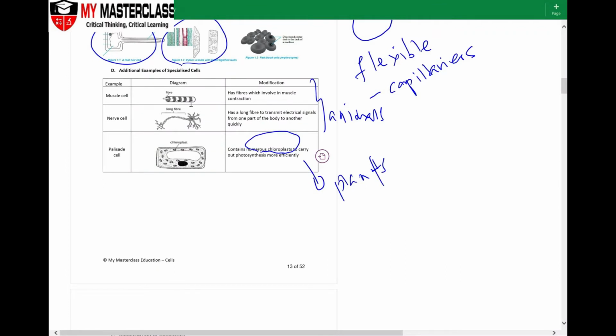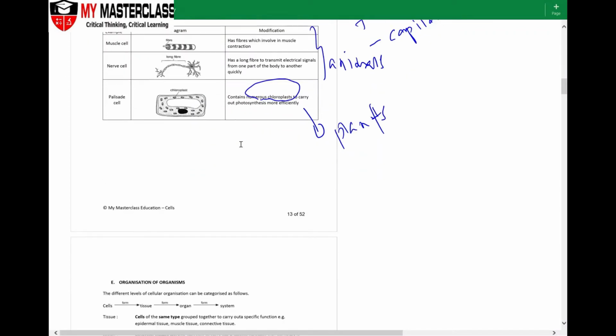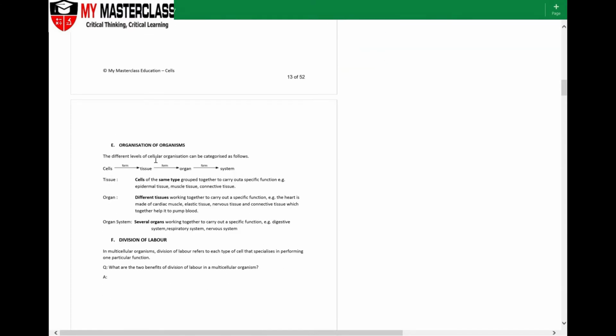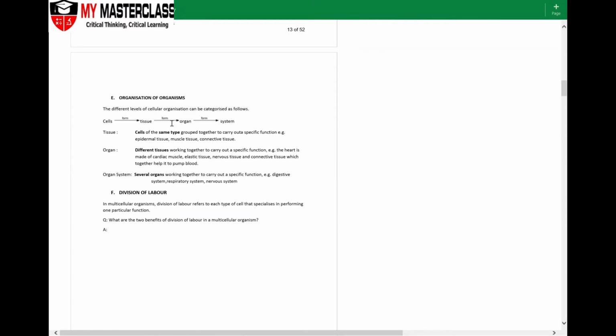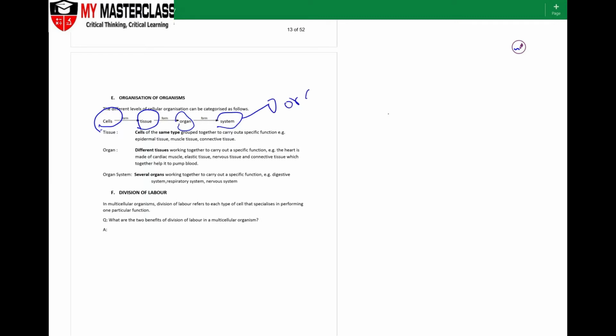Okay? So being cells, they are still very individualized. So they have to work together, and that's when we have the organization of organisms. Cells of the same type will form together to give you tissues. All these different tissues that are working together will form an organ, and organs form part of an organ system. This organ system will eventually give rise to an entire organism.